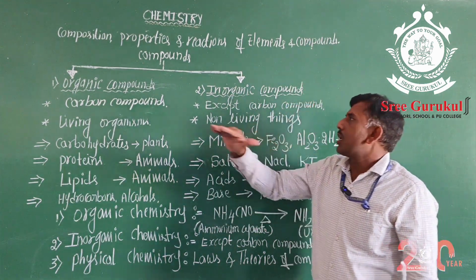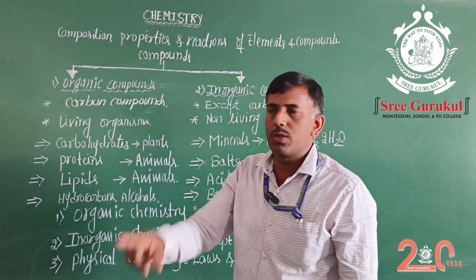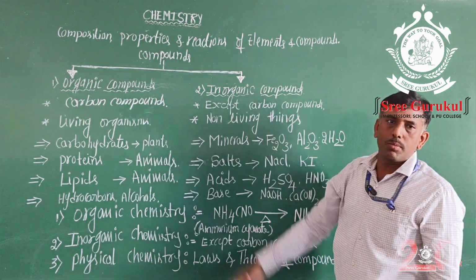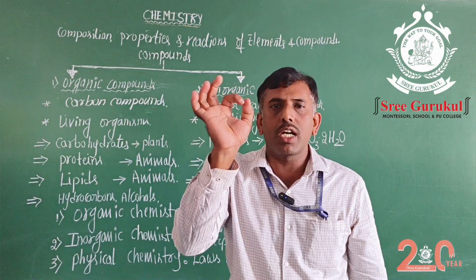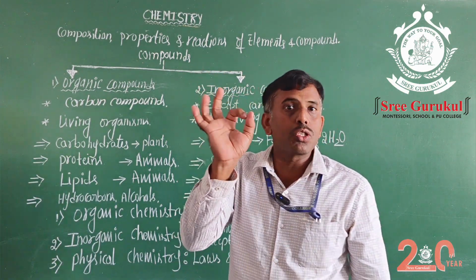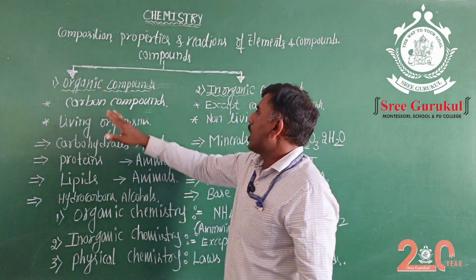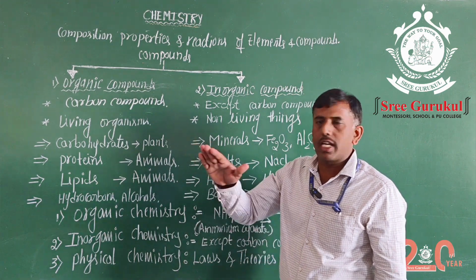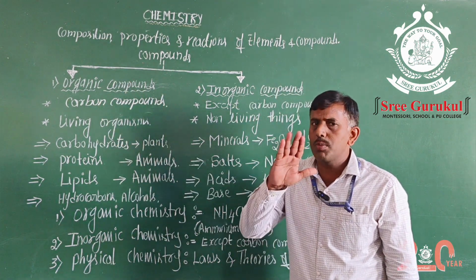Dear students, compounds are classified into two types: organic compounds and inorganic compounds. What are organic compounds? Those compounds which contain carbon. Simply, carbon compounds are called organic compounds. I will repeat once again: carbon compounds are called organic compounds. It is clear that point.